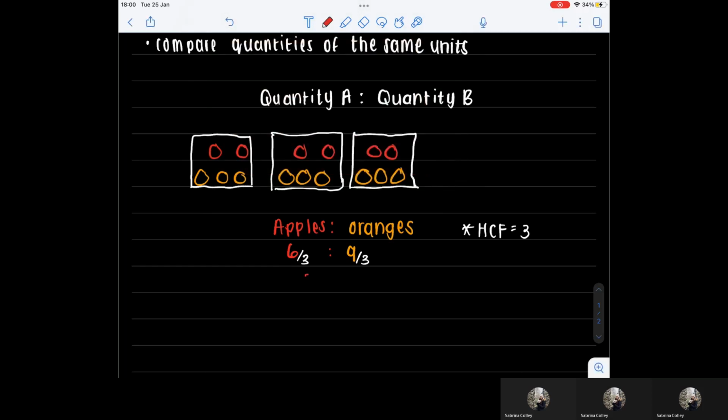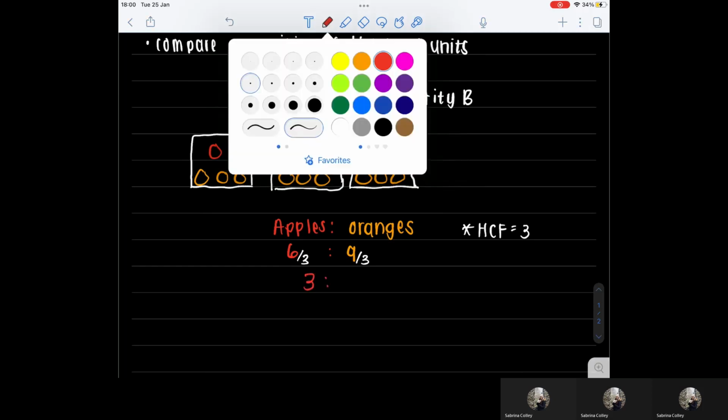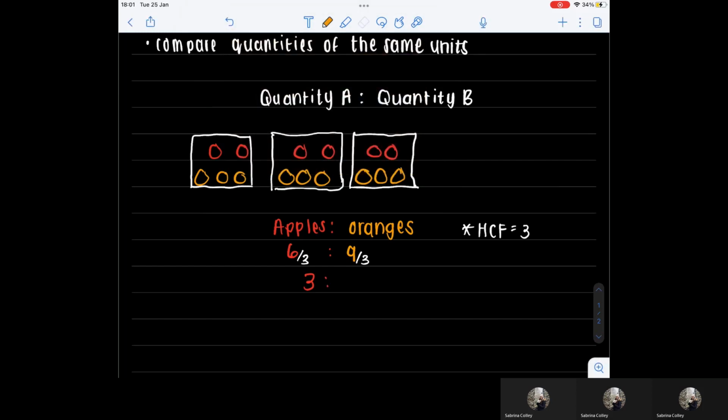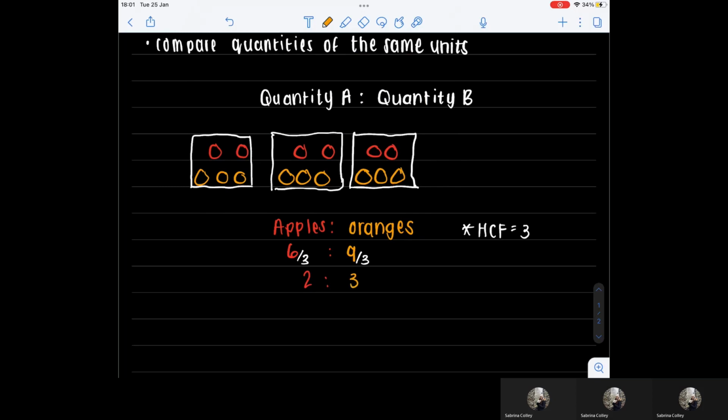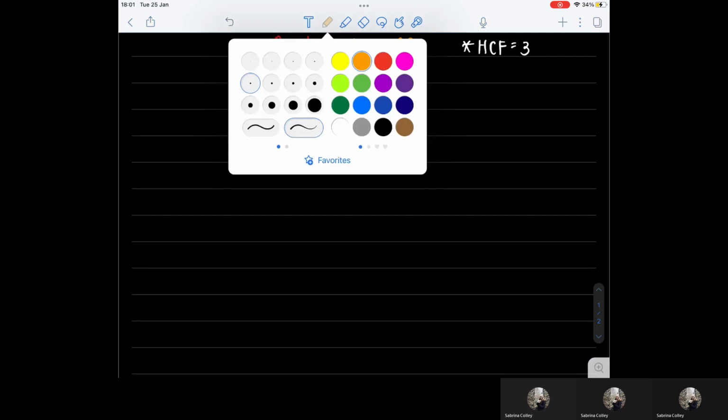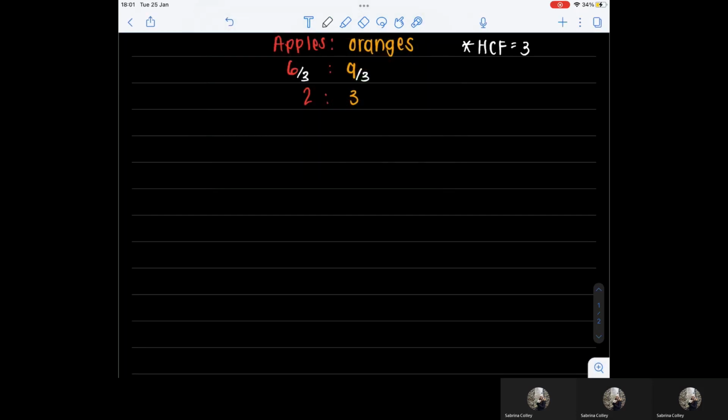So then I've got 3 apples to, not 3 apples, sorry. I've got 2 apples to 3 oranges. Okay, so I know for every 2 apples, I have 3 oranges, and that's what we use ratios for. Okay, to see how many compared to each quantity I have. Obviously feel free to pause whenever you need to take things down. Okay, so let's do an example.